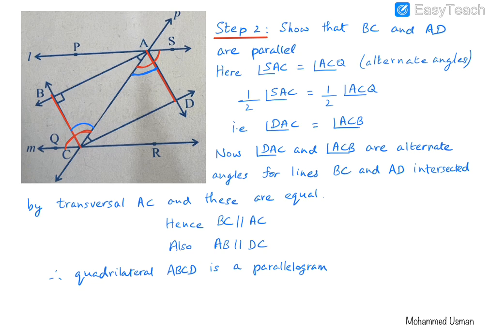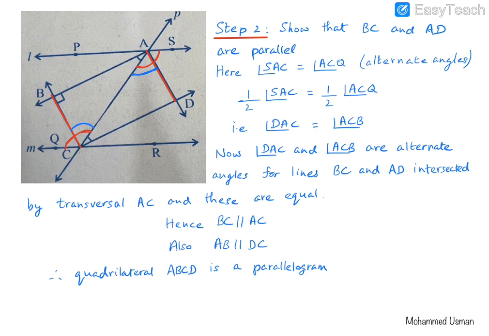Okay, so these two blue angles, if you look at it, it is as if the line segments AD and BC are cut by the transversal AC, and the angle DAC and ACB are alternate angles. So these are alternate angles which are equal for the lines AD and BC cut by the transversal AC. And if the alternate angles are equal, it means that those two lines AD and BC are parallel to each other. So we are showing here that AD and BC are parallel to each other.